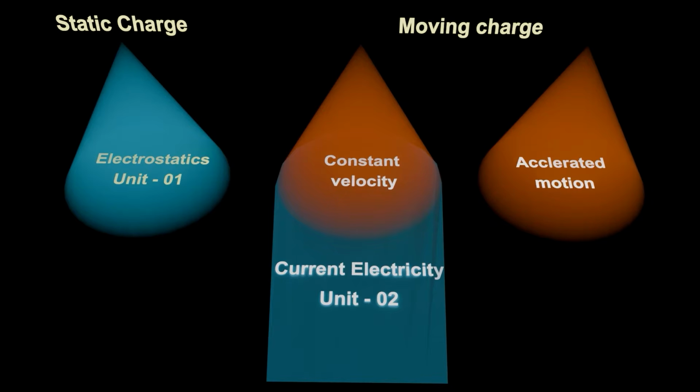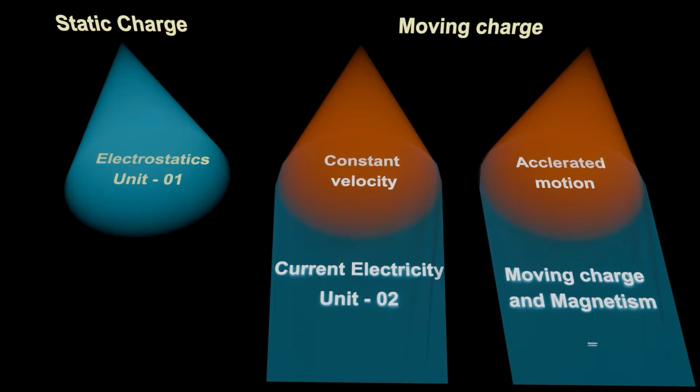But when charges begin to accelerate, they unlock new powers. And that's when we step into the world of electromagnetism. Yes, that's the next major topic, and it includes two exciting chapters: moving charges and magnetism, and magnetism and matter. But first, let's begin at the very birth of electric current.